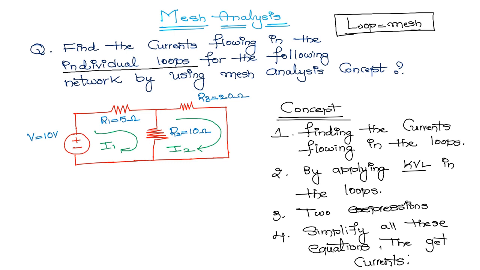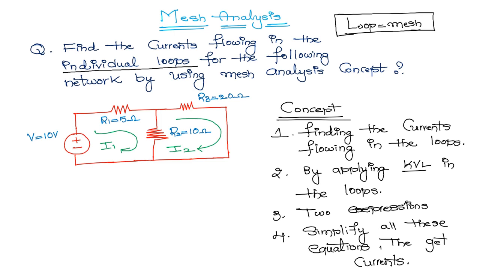First point is finding the currents flowing in the loops. How do we find these currents? By applying Kirchhoff's voltage law, that is KVL, in the loops. Then you will get expressions, and the number of expressions must be equal to the number of loops present in the given network. If we have 10 loops, you will get 10 expressions. If we have 2 loops, you will get 2 expressions. After getting the expressions, simplify all these equations, then you will get the currents flowing in the loops. Clear?